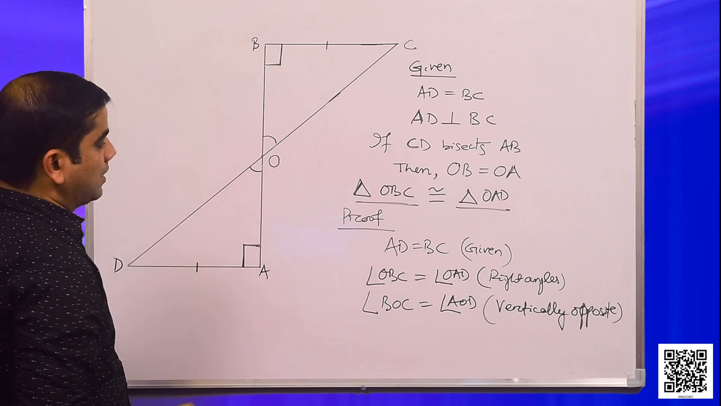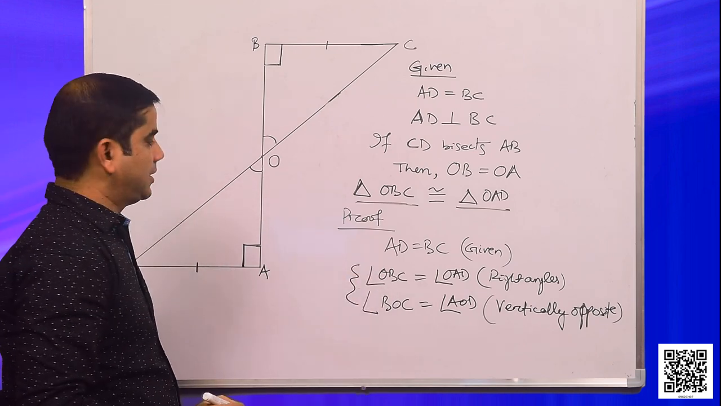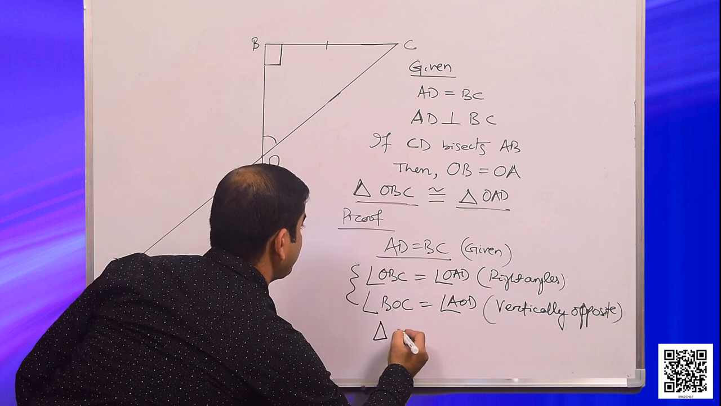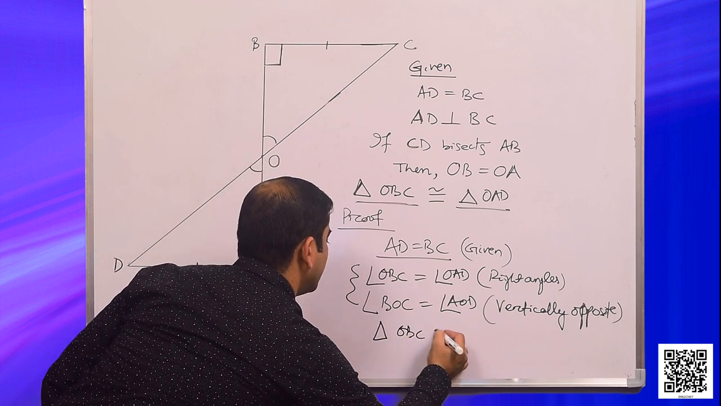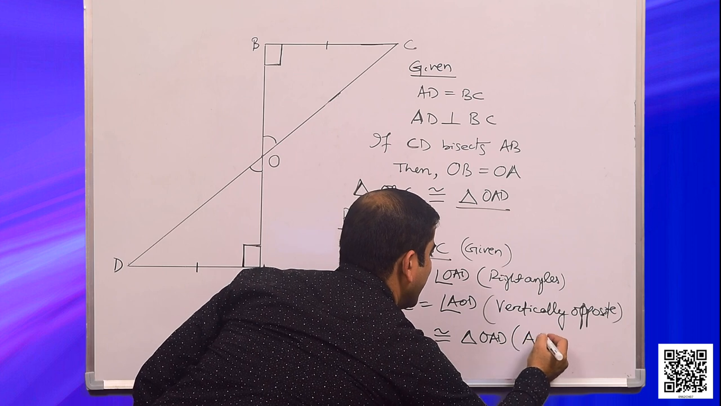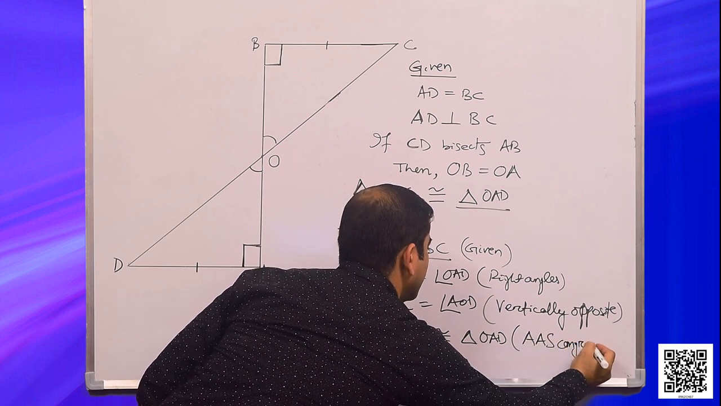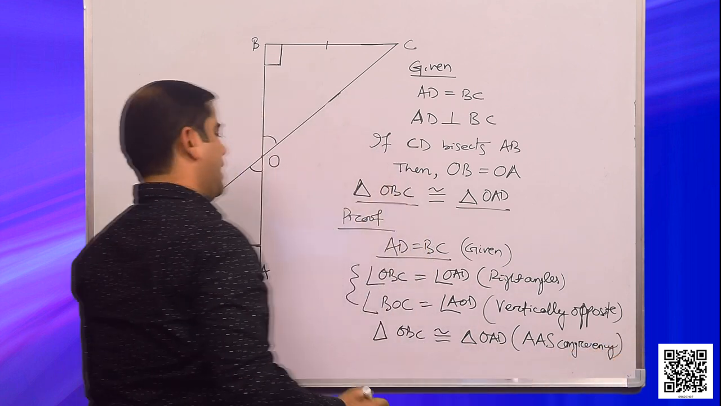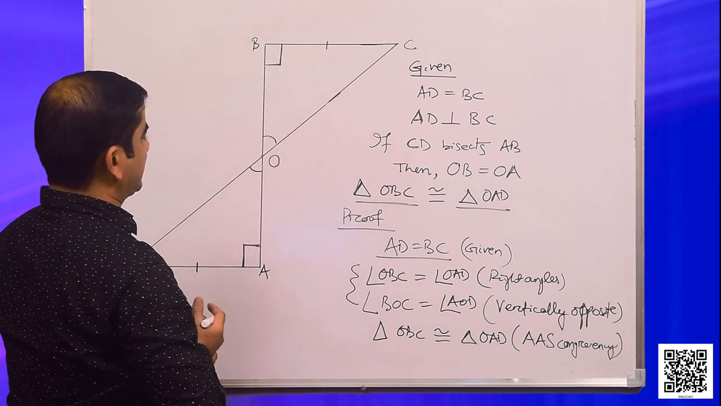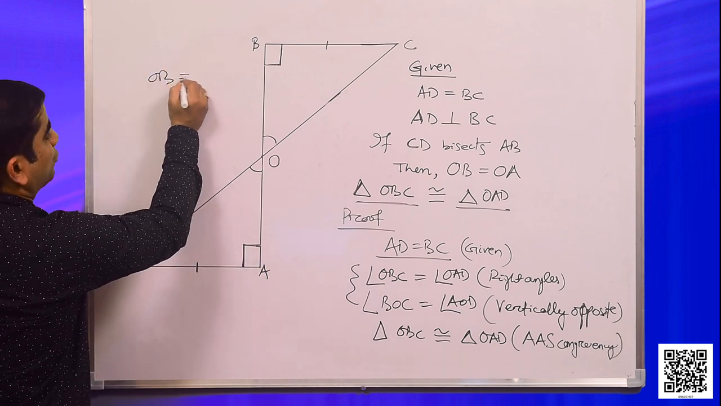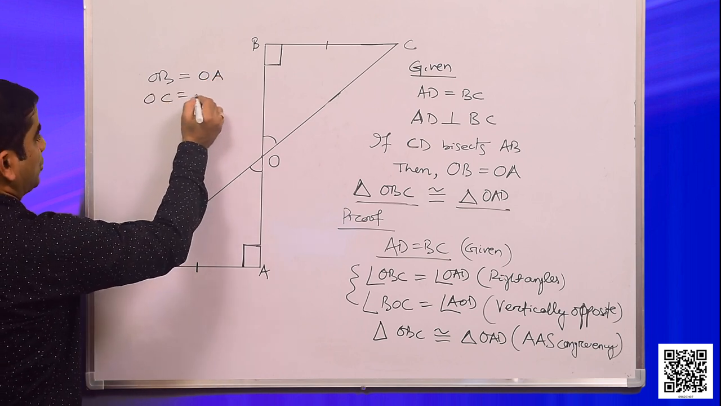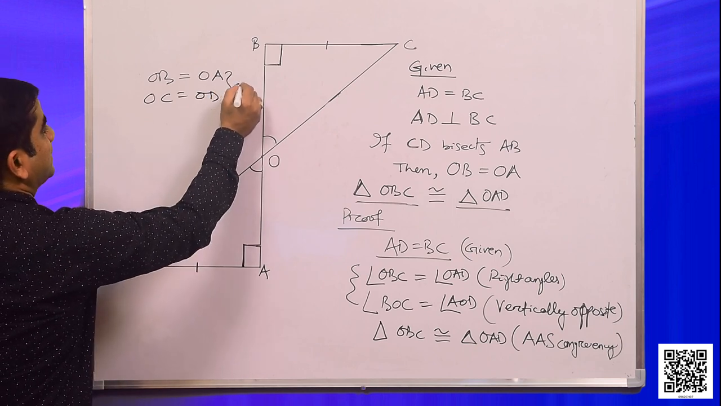Fine. So now we have two pairs of angles equal to each other and a pair of sides equal to each other. That's why triangle OBC is congruent to triangle OAD. Which congruency? AAS congruency. Now, as both the triangles are congruent to each other, we can say that OB is equal to OA as well as OC is equal to OD. Why? CPCT.